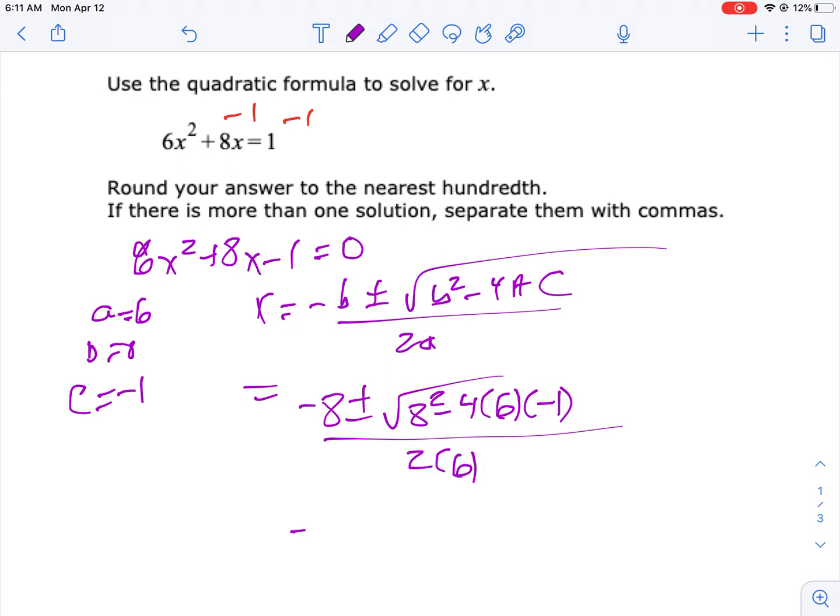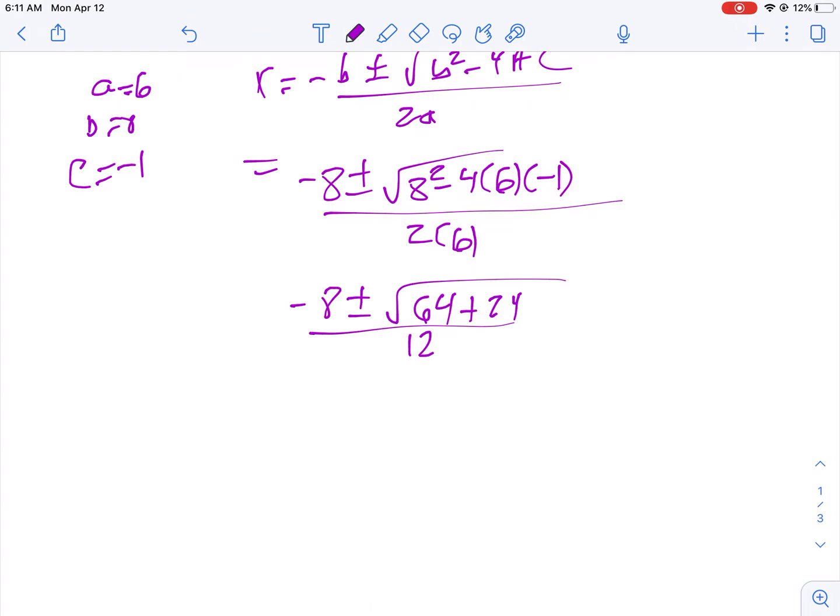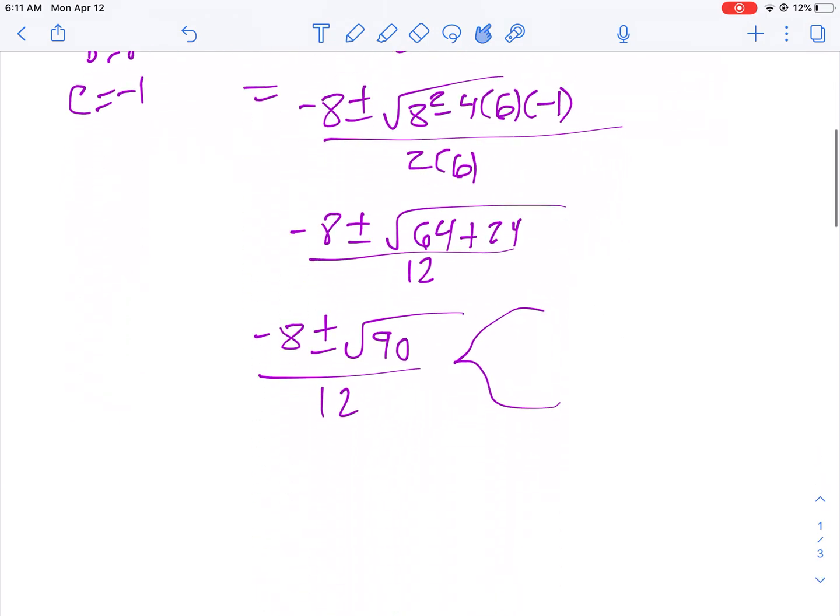Now let's simplify more. Negative 8 plus or minus 8 squared is 64. A negative times a negative is a positive, so 4 times 6 times 1, well, that's 24. All over 2 times 6 is 12. So we get negative 8 plus or minus 64 plus 24 is 90 all over 12. At this point, we're going to use our calculator because it says round to the nearest hundredth. So we're going to say negative 8 plus the square root of 90 divided by 12.